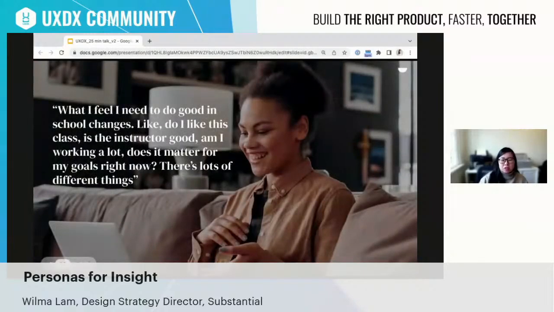And what emerged from these conversations and reviewing projects were examples, the one that's shown on this slide, which is from a project that we did looking at education technology, where a student talks about a specific context that shapes her needs and experiences, where she had shared with us, what I feel I need to do good in school changes. Like, do I like this class? Is the instructor good? Am I working a lot? Does it matter for my goals right now? There's a lot of different things. And this was consistent as we looked across industries in different contexts, like the specific needs that were raised by end users vary greatly based on the specific context in which they are going to be using a product or a service.